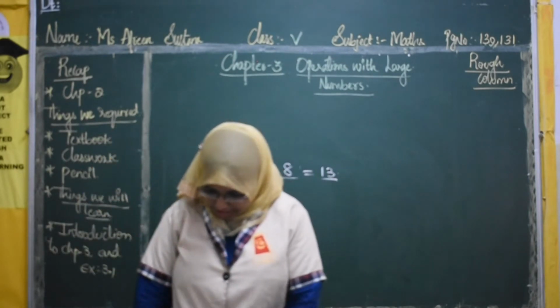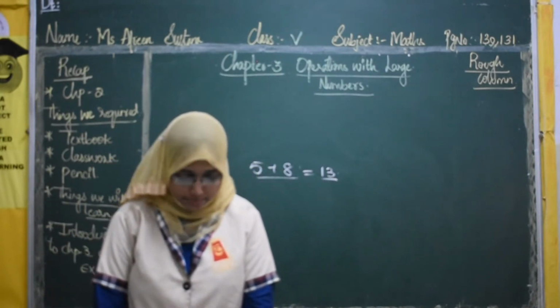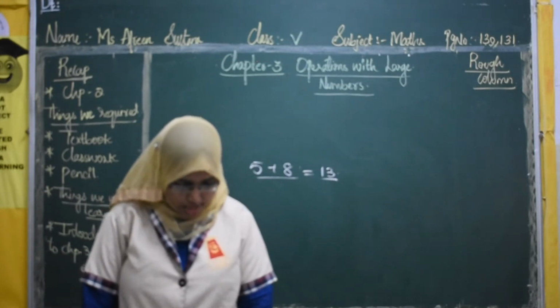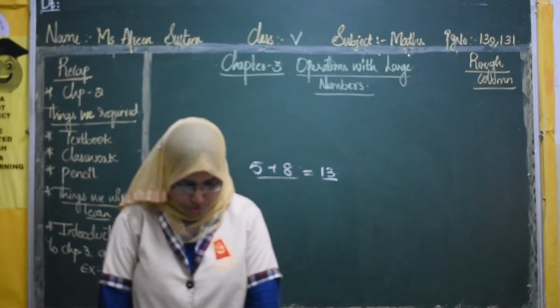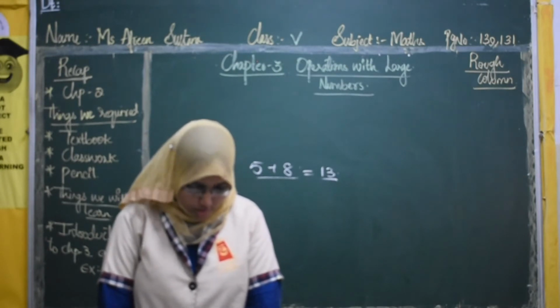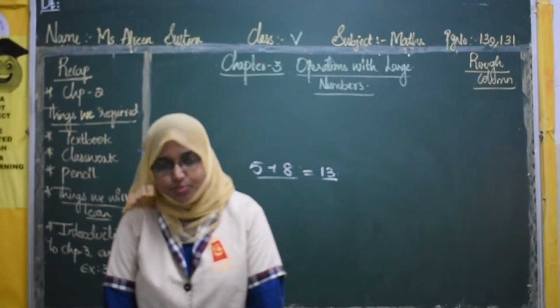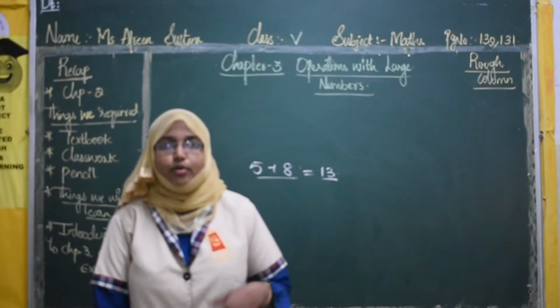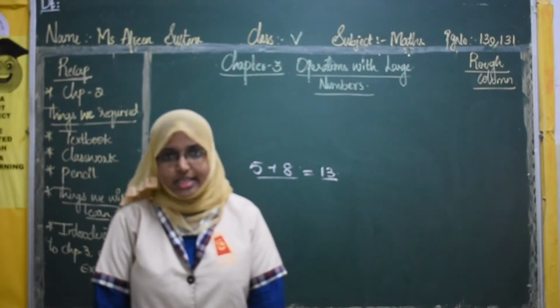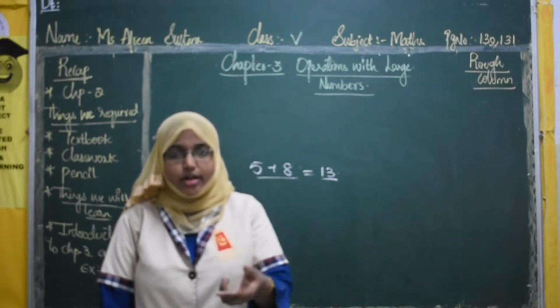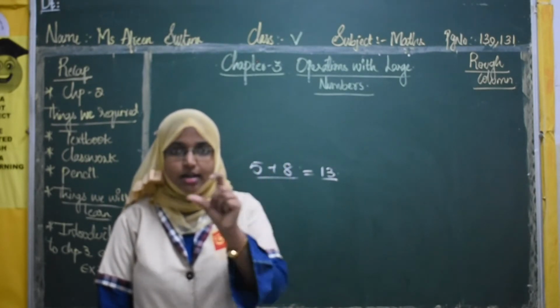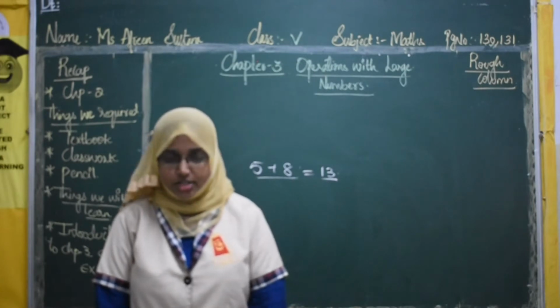Let us have a look at page number 131. Addition of large numbers. The method of addition remains the same whether the numbers to be added are small or large. So whether you are adding small numbers or large numbers, the method is the same. What is the method? Firstly we should write place values on the top, then arrange the numbers according to the place values, and then we do addition, right?